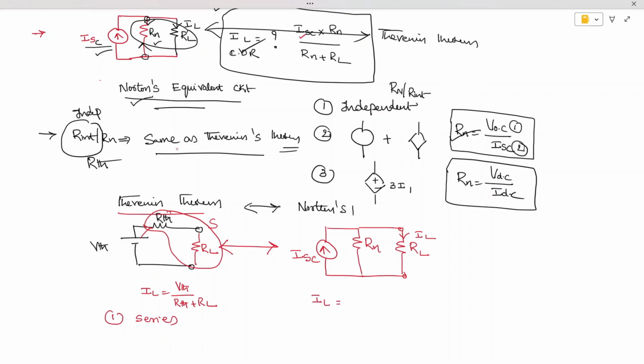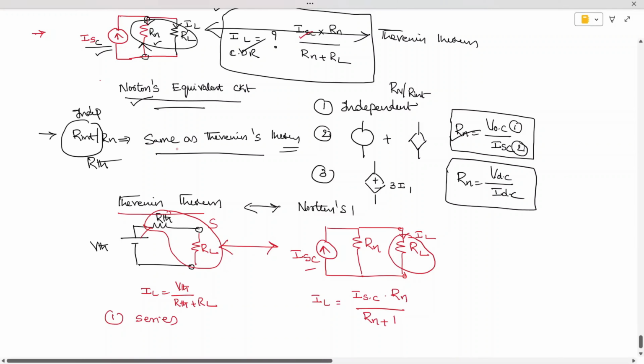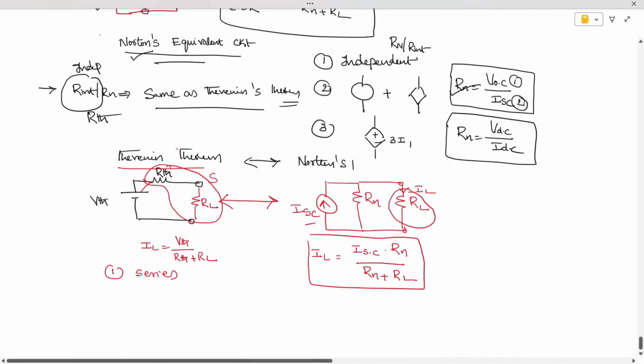IL is equal to the total current. What is the total current of the network? I am using the current division rule. So load current is equal to total current into, in this branch I want the current. What is the branch in parallel to this one? So into the parallel branch resistance divided by the sum of resistors which are connected in parallel, which is nothing but Norton's resistance and Norton's load.